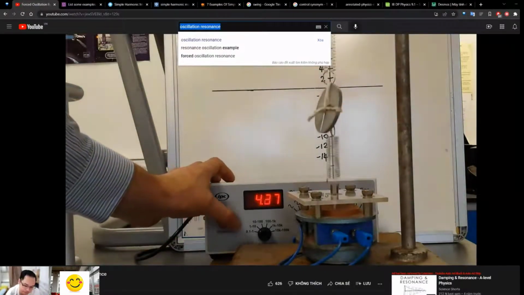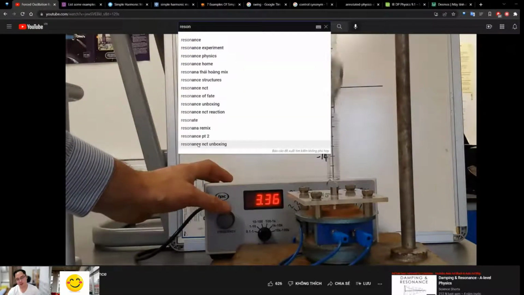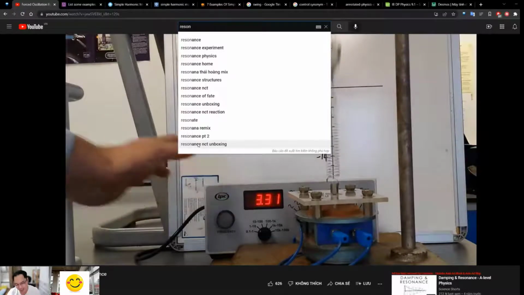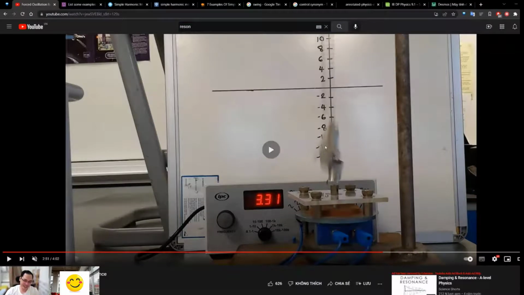Okay. Yep. Resonant. So sometimes you can tell a girl that, you know, I'm resonating with you. We're having the same frequency, something, same interest, same chemical reactions, making our heart oscillating crazily.